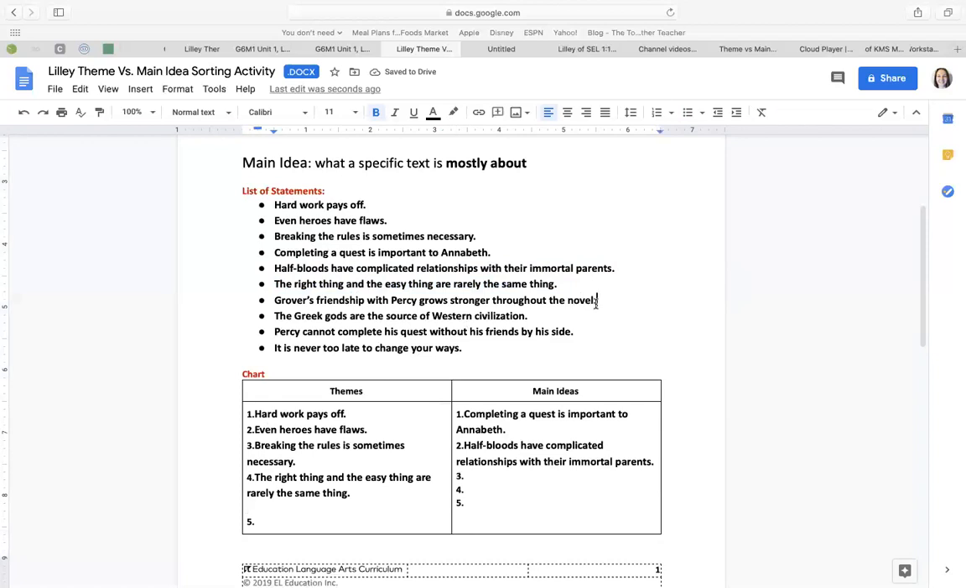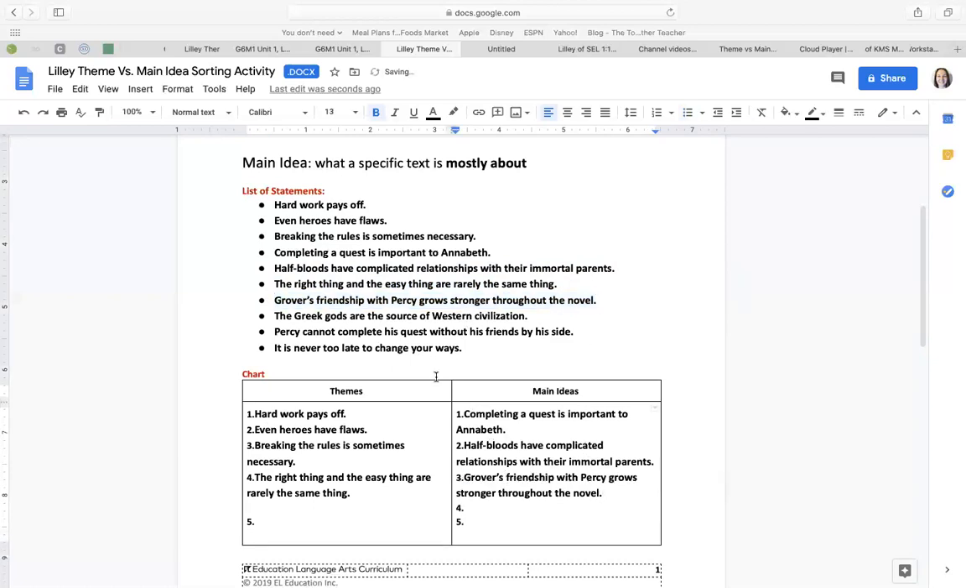Next, we get to "Grover's friendship with Percy grows stronger throughout the novel." We figured out that this was a main idea because it's specifically talking about the character Grover, and it's not really teaching us any kind of a lesson. So that's going to go to main ideas. "The Greek gods are the source of Western civilization." This we figured out was also a main idea because it's specifically talking about the Greek gods, and that can't be applied to many different stories.